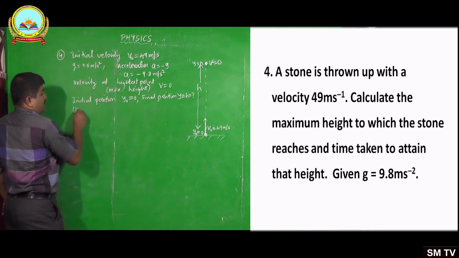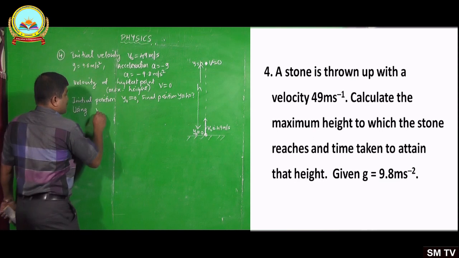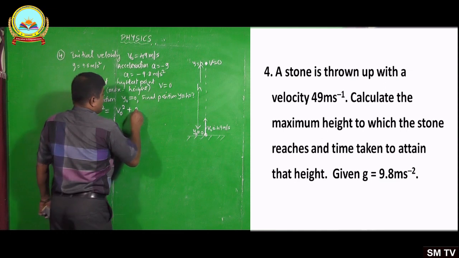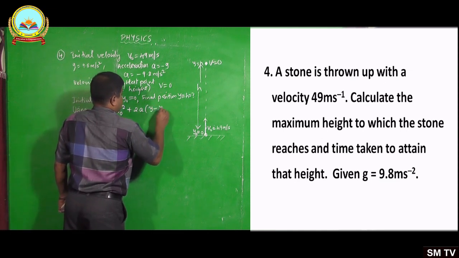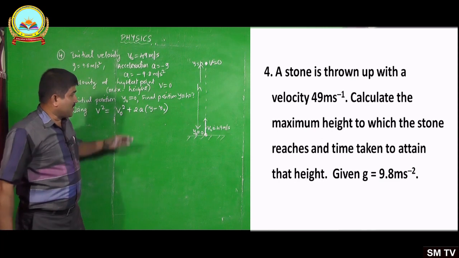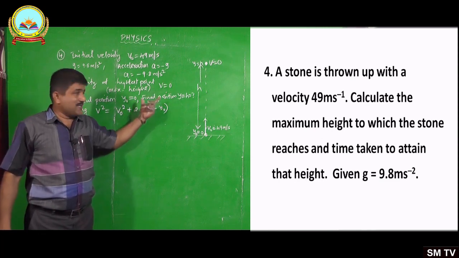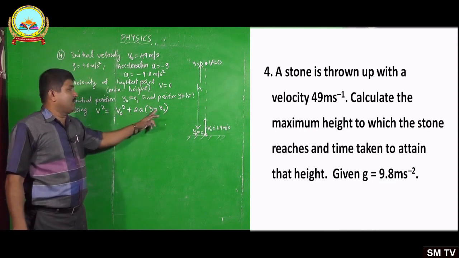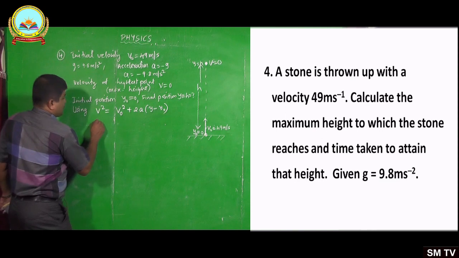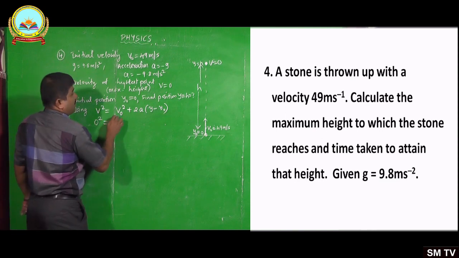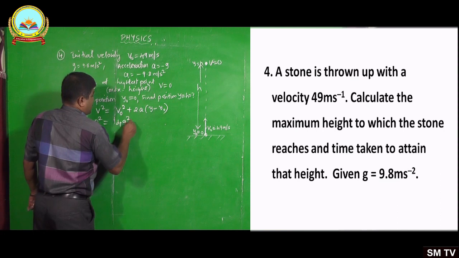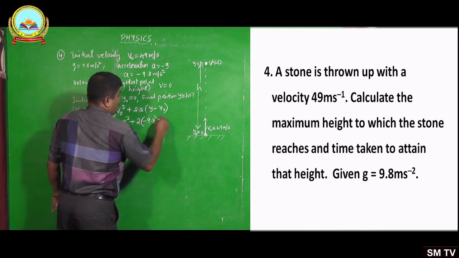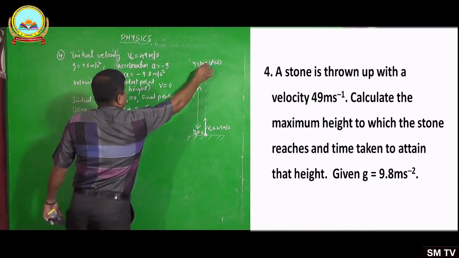So using the equation of motion, v square equal to v naught square plus 2a into y minus y naught. We have to use this equation because we are not provided the time. Time is not given in the question, we are supposed to find it out. Hence this equation gives you the value of y or h. Substituting the values, 0 square equal to v naught square, initial velocity 49 square, plus 2a, acceleration is minus 9.8 meter per second square, into y, the final position, that is h.